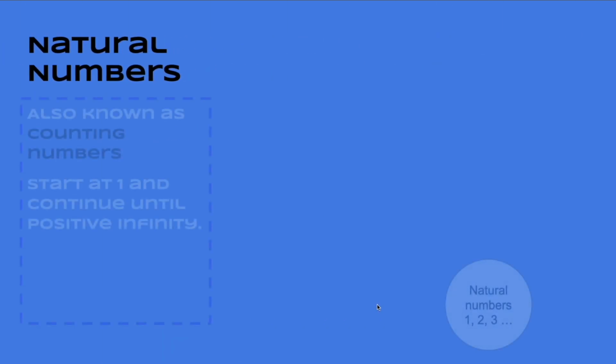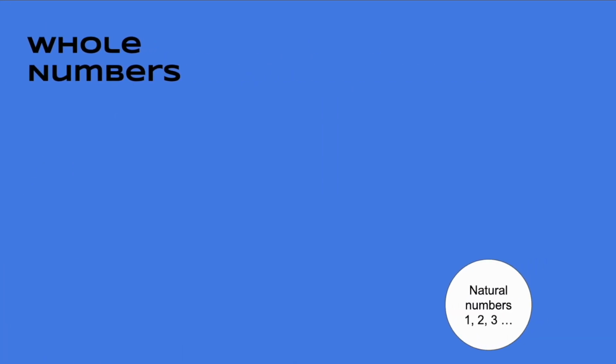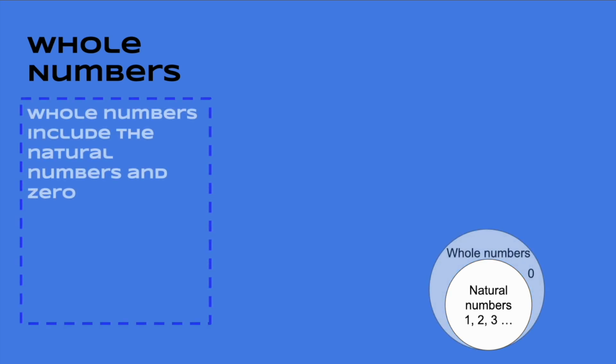Our first grouping of numbers is natural numbers, which we also call our counting numbers. This starts at the number 1 and continues until positive infinity. Our next group of numbers is called whole numbers. And as you can see from the diagram, this includes our natural numbers, but also introduces the number 0.